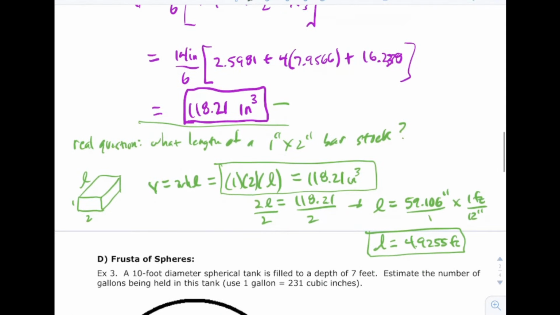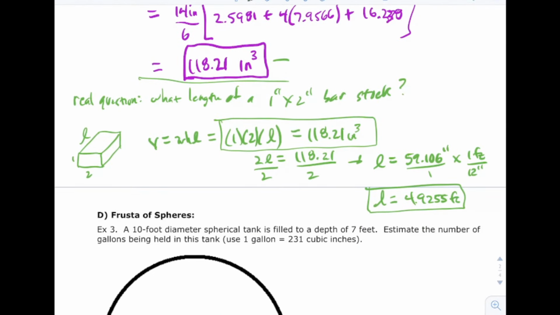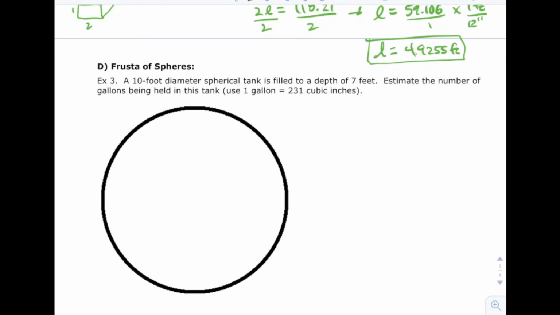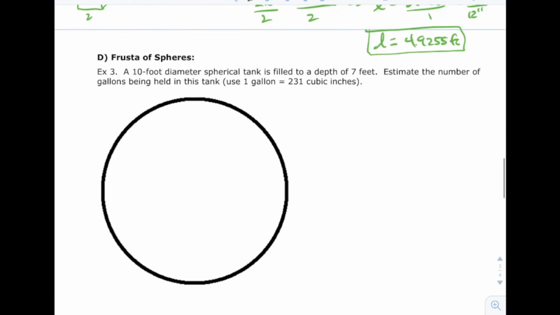Prismoidal rule, are you digging it? We can even do this with spheres, which is kind of nice. I remember struggling with a problem like this a long time ago, and I wish I had known this rule back then because it would have made my life so much easier. So you can use this whole Simpson's rule for volumes, this prismoidal rule, even on a sphere.